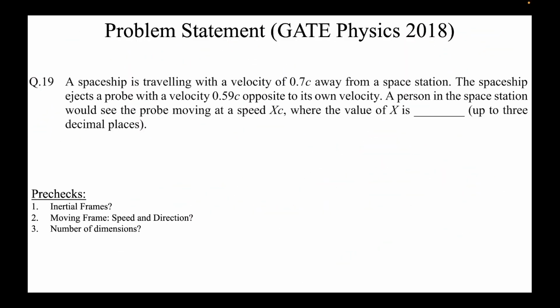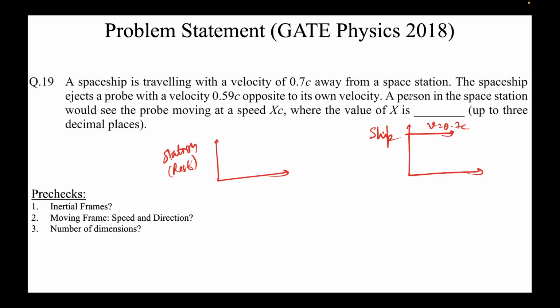Okay, spaceship. Where is it? Yeah, this one. So this was the problem given to us. A spaceship was traveling with constant velocity 0.7 c away from a space station. So first, let me draw the space station. This is the space station. We'll assume it's at rest. And it was given that a spaceship is traveling with a velocity of 0.7 c. So I'll assume this is a spaceship, traveling with a velocity of 0.7 c in this direction, right?